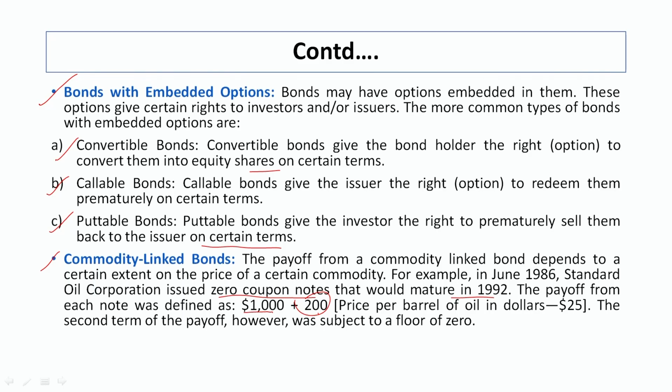So, in commodity linked bonds, a particular bond is linked or attached to a particular commodity. In this example, a zero coupon bond is issued, but it is linked to oil prices in dollars. In that situation, whatever the price of oil is, accordingly the value will fluctuate.